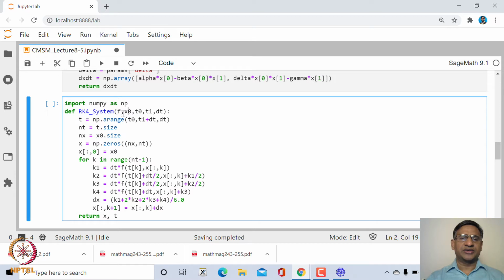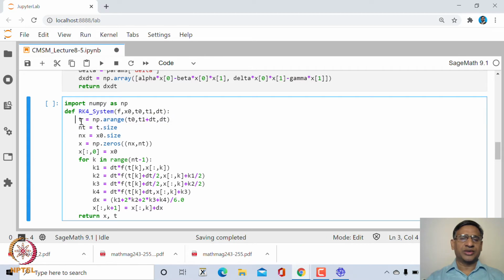So, here we are giving the input f, namely the right hand side of x dash is equal to f(t, x), and x naught is the initial condition, t naught is the starting time, t1 is the end time, that is the final time, and dt is the step length in terms of time.